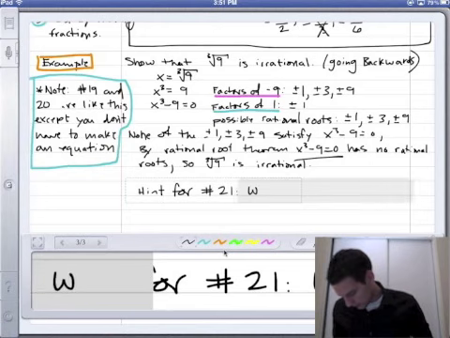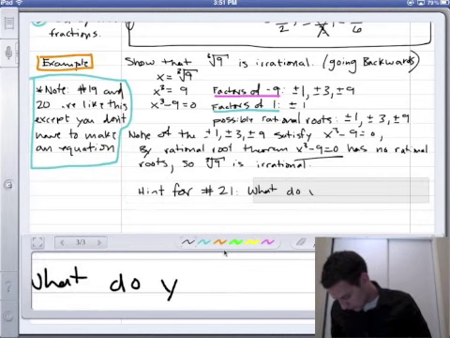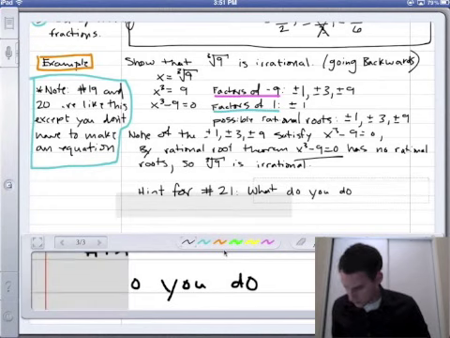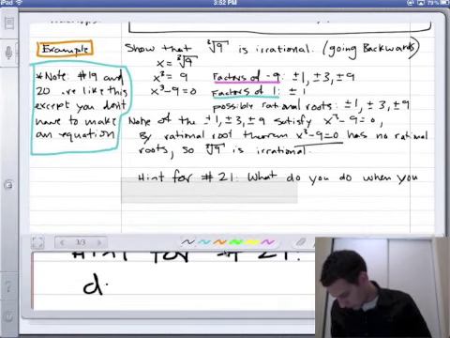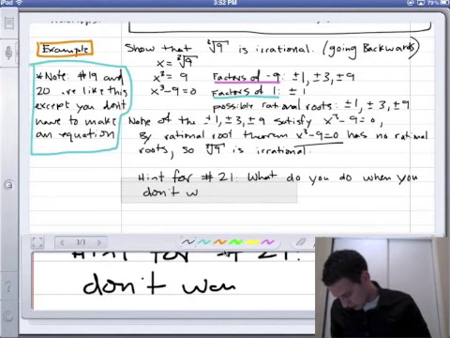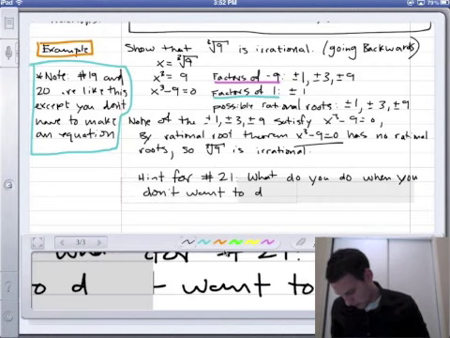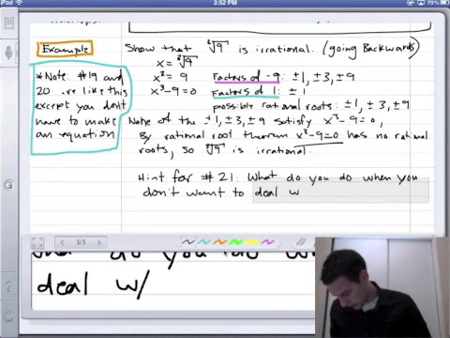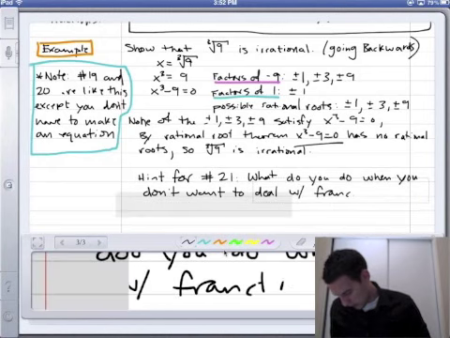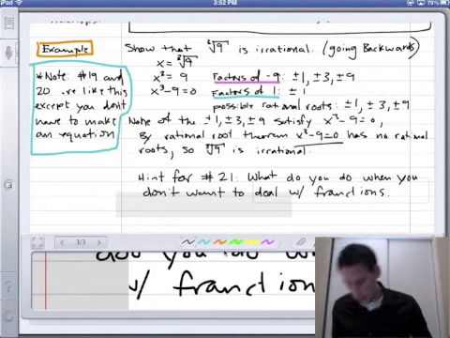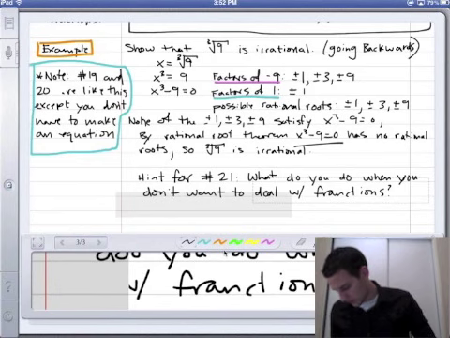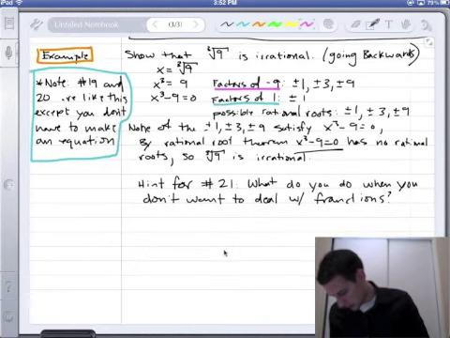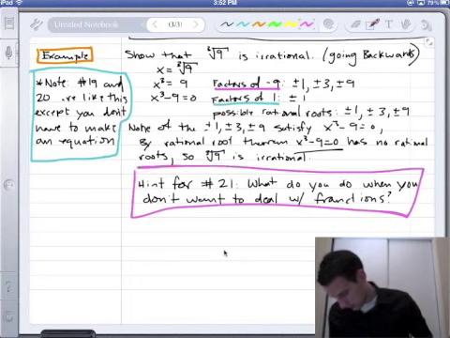What do you do when you don't want to deal with fractions? Let me tell you right now, the answer is not give up. Don't give up. Don't stop. And then this will be in pink.